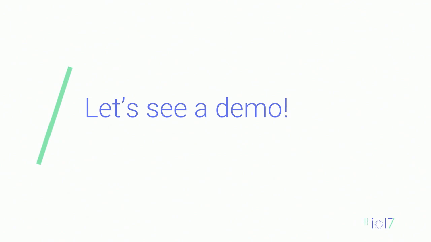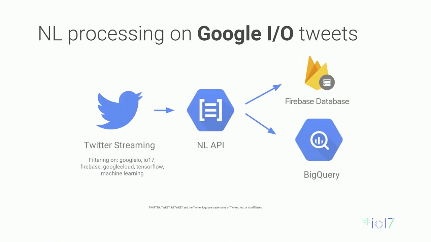So I want to show you a demo of the natural language API. And how this demo works is I am using the Twitter streaming API to stream tweets related to Google I/O using a couple of the search terms that you see here: Google I/O, Firebase Cloud, TensorFlow, and machine learning. I'm sending the text of these tweets to the natural language API, and I'm using the sentiment and syntax annotation methods. I'm writing that JSON response to the Firebase database, and I'm using the Firebase database to only store the most recent tweets so that I can display a dashboard of them.